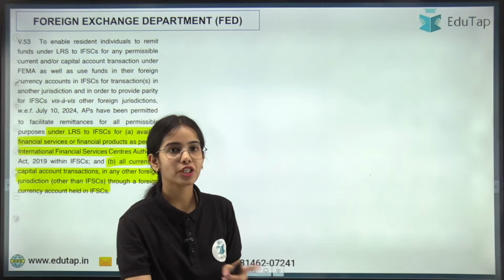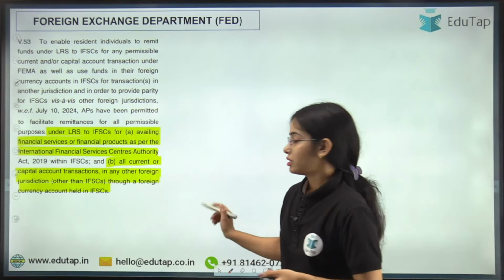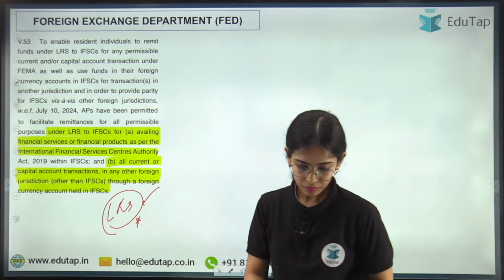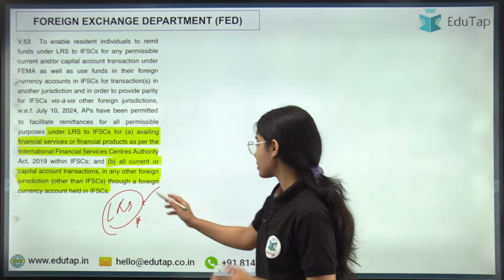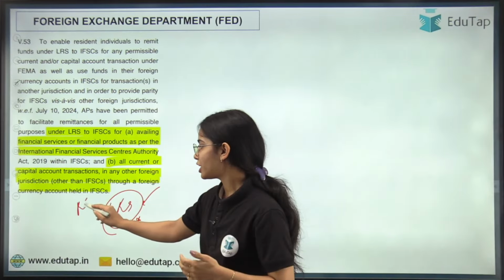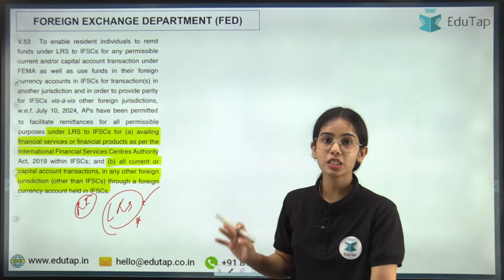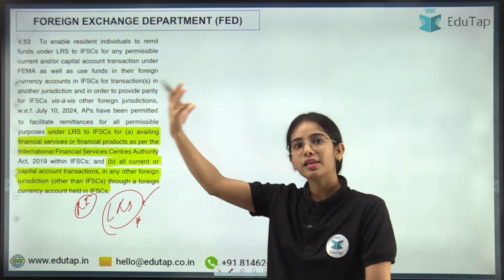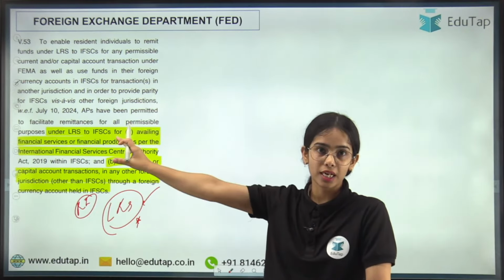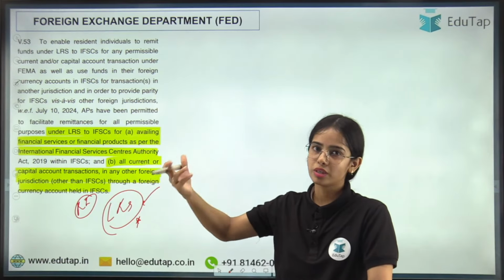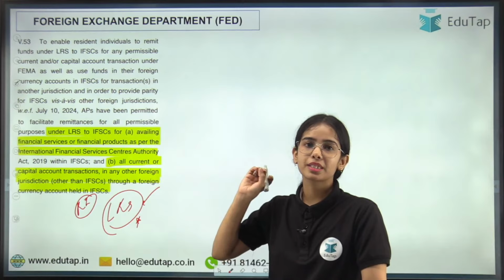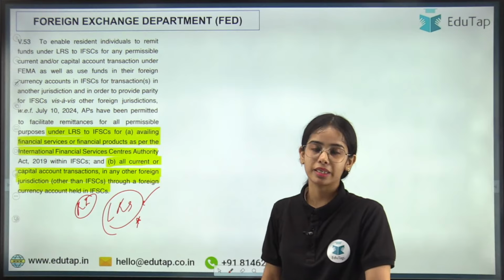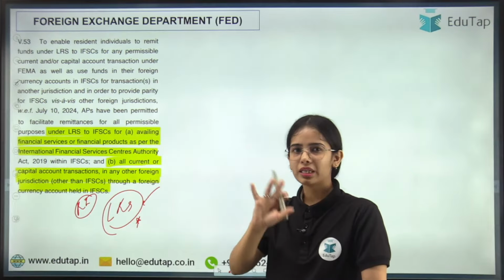Now coming to the Foreign Exchange Department. The Liberalised Remittance Scheme is available only for resident individuals. Under the scheme, resident individuals can send remittances to other countries, for current account and capital account transactions. For their investment purposes, trade purposes, remittance purposes, if they want to send money outside, they can send up to a limit without any restriction.